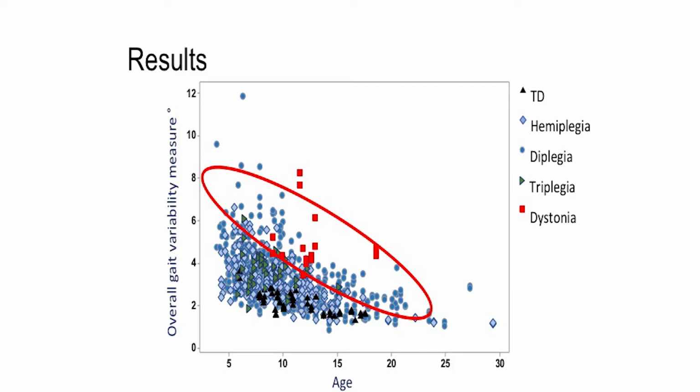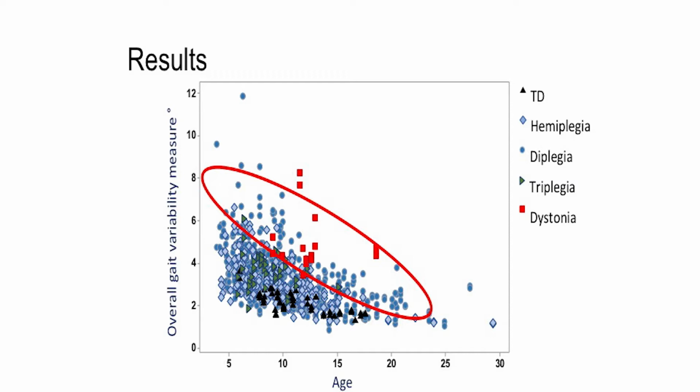I'm going to present those results, the same results, but slightly different way. The x-axis is the age, and the y-axis is the overall gait variability measure. The black dots are the typically developing children. You can see the decrease in gait variability with age. If I plot on top of this the children with spastic hemiplegia, you can see that variability is increased, but not that much. I can plot the children with diplegia and tetraplegia as well. You can see that they all fit nicely together.